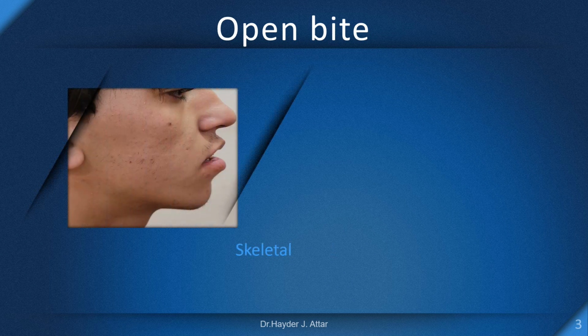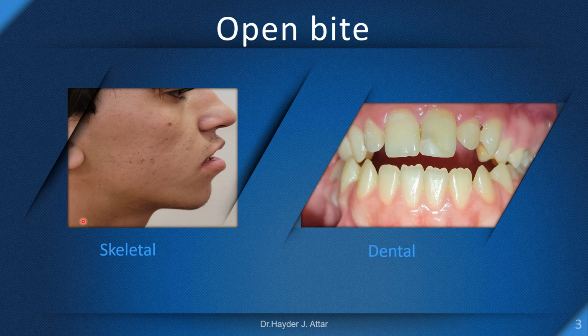The open bite is classified according to its etiology into a skeletal open bite and a dental open bite. In addition, according to the location, it is either an anterior open bite, a posterior open bite, or a combination of the anterior and posterior open bite. Most cases of skeletal open bite are characterized by a combination of anterior and posterior open bite. For the posterior open bite, some cases have a unilateral posterior open bite or a bilateral posterior open bite.